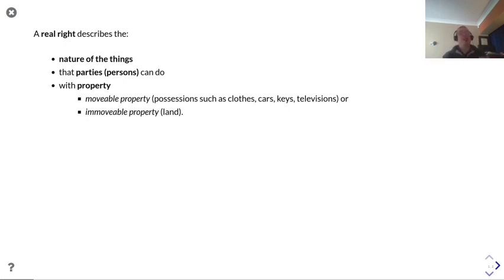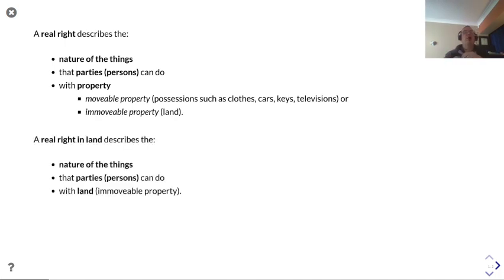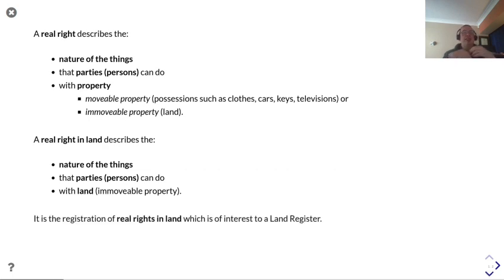And that property can either be movable, i.e. possessions such as clothes, cars, keys, televisions, anything you generally want, or immovable. And immovable property legally refers to land. So a real right in land describes the nature of things that parties, people can do with land, i.e. with legally immovable property. And it's a registration of these real rights in land which is of interest to a land register.